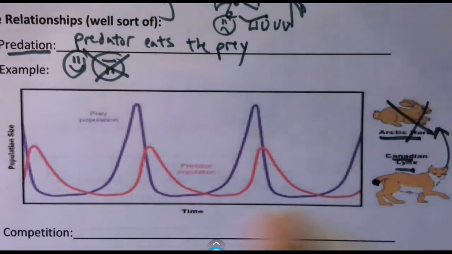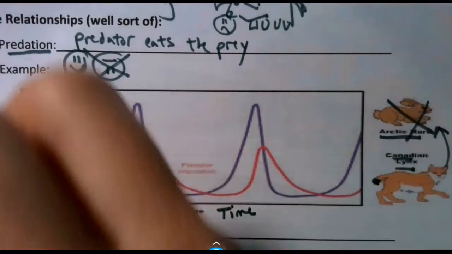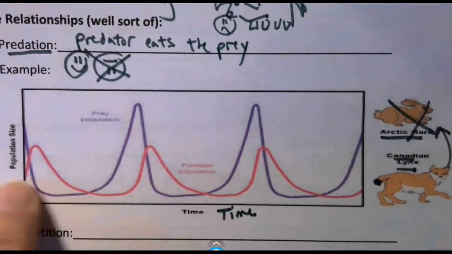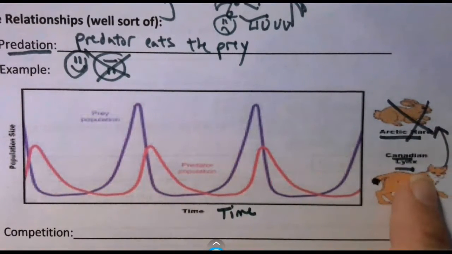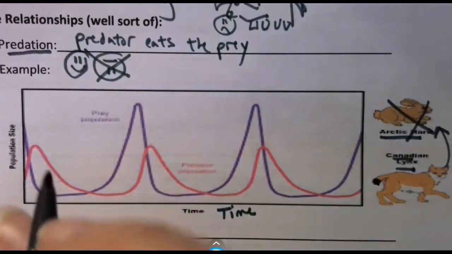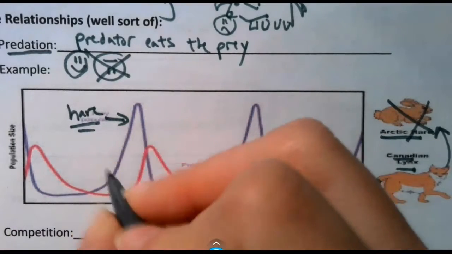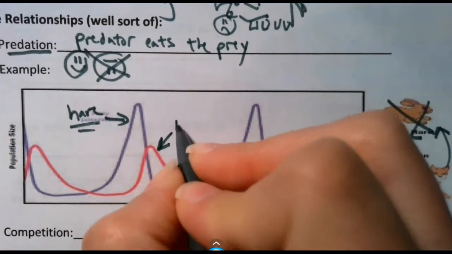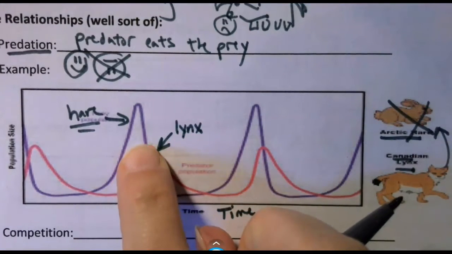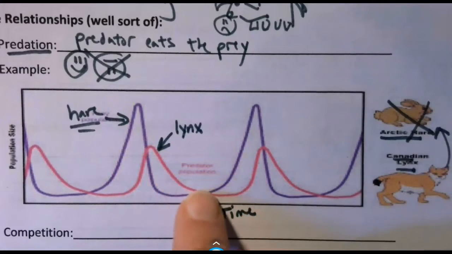And this is a really interesting graph. You see time here, and population size here. You can see, okay, the pink line is the lynx. And you can see the purple line is the hare. As the hare population increases, there's more food, so then the predator, the lynx population increases. But as the lynx population increases, they eat a lot of hares, so the hares start to die off, so then the lynx start to die off.